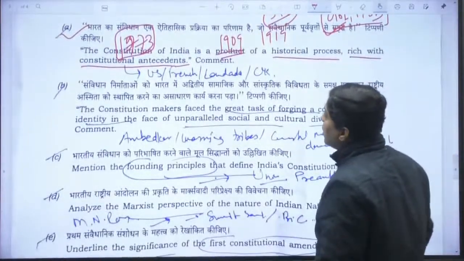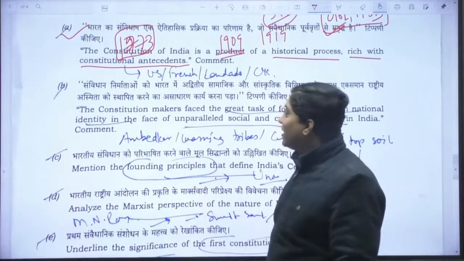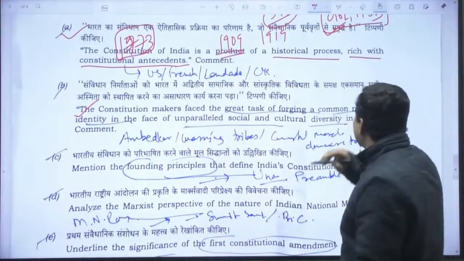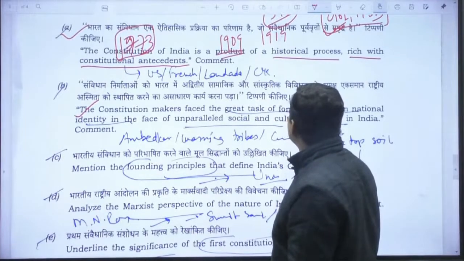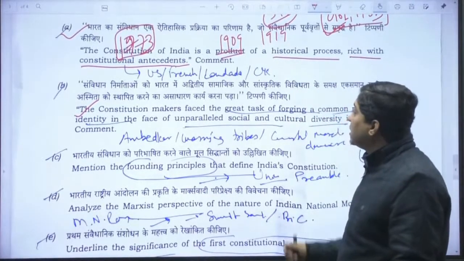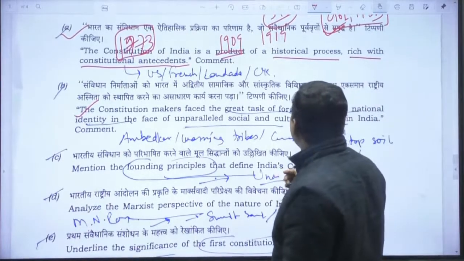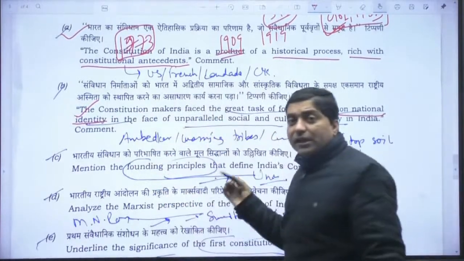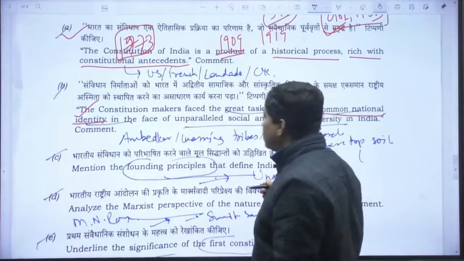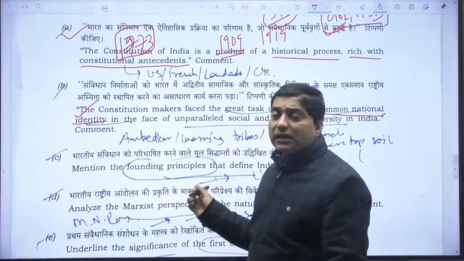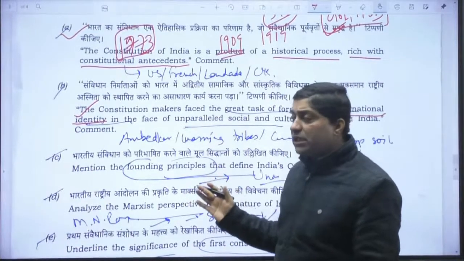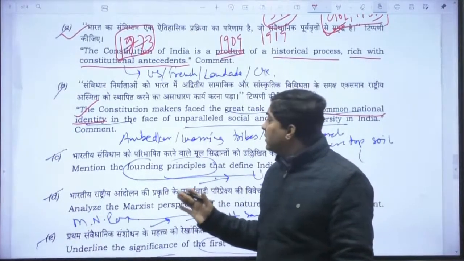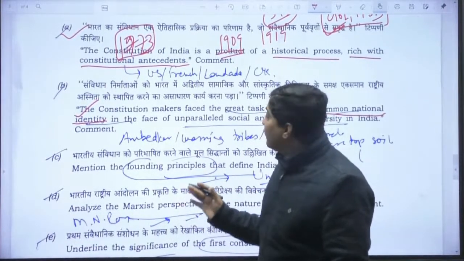The next question comes again on the Indian Constitution. Many questions on the Indian Constitution. Very good. The Constitution makers faced the great task of forging a common national identity in the face of unparalleled social and cultural diversity in India. Comment. Now, if you look at the Constitution makers, great task of forging a common national identity, right? And here you need to start with Ambedkar's statement that the first and foremost things that we want are liberty, equality and fraternity, right, in Indian democratic values.